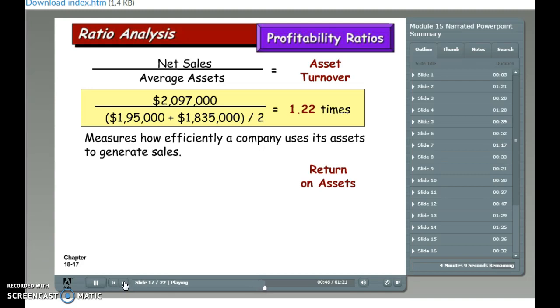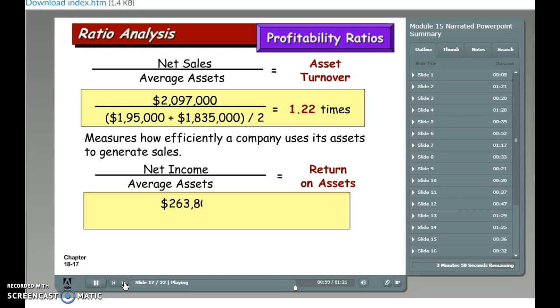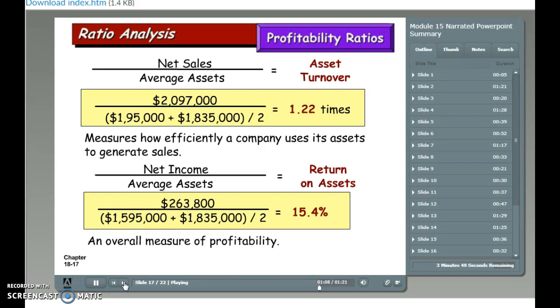The profitability ratio, return on assets, is calculated by net income divided by average assets. Quality's 2007 return on assets is 15.4%. The return on assets provides an overall measure of profitability. For Quality, for every $100 of assets, a net income of $15.40 is generated.